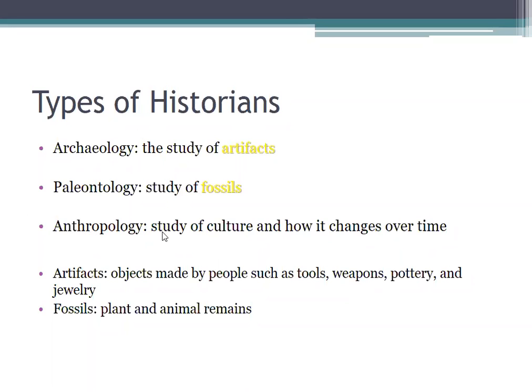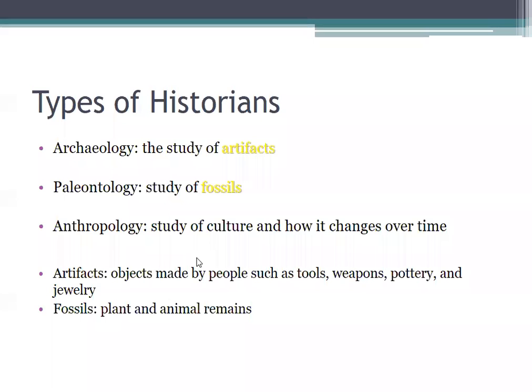Okay? All of these categories go under historians. Historians are divided into people who study anything that has to do with history. Archaeologists study the part of history that has to do with artifacts, man-made tools. Paleontologists are historians who study the fossils that were found throughout a large period of time. Anthropologists study culture.